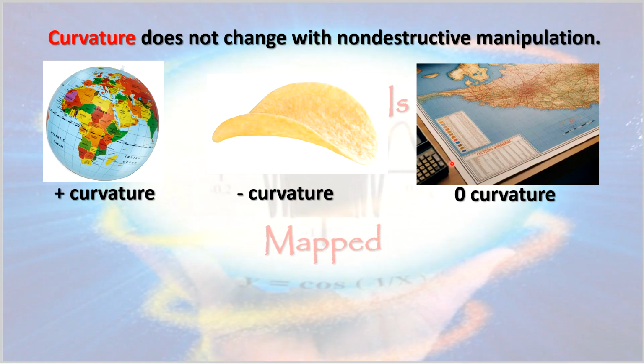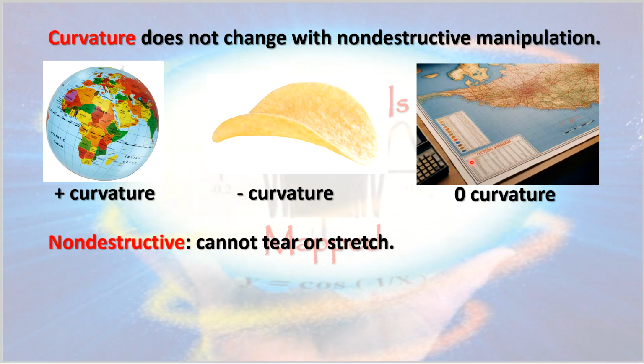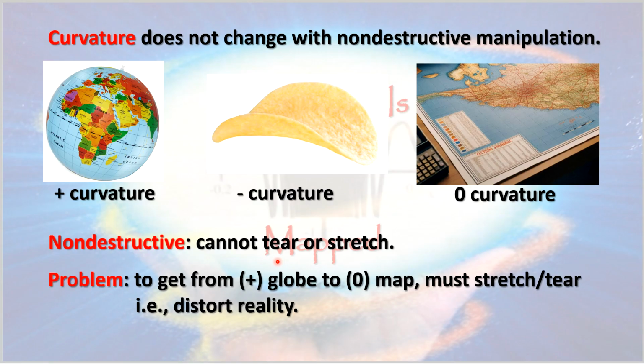Since a globe has positive Gaussian curvature and a map does not, the remarkable theorem says we must use destructive manipulation to turn one into the other, i.e. to make the map. We must stretch or tear or in some other way distort reality. Now, since any map will have distortions, the question becomes which distortions are we willing to tolerate?